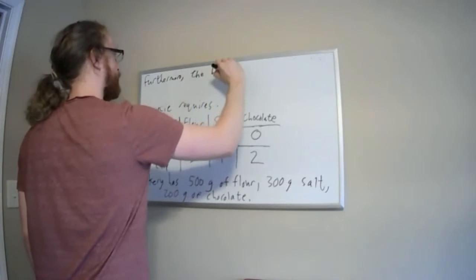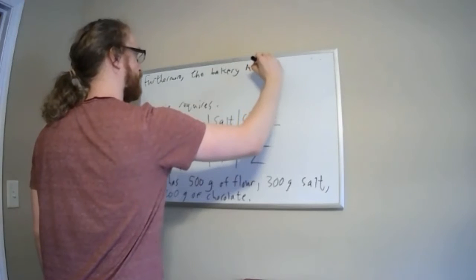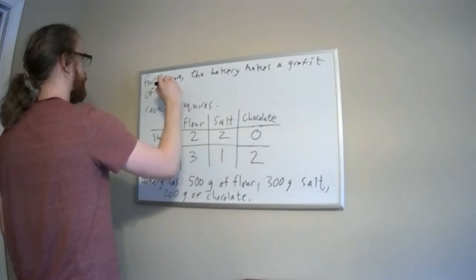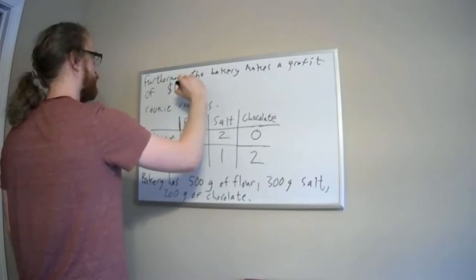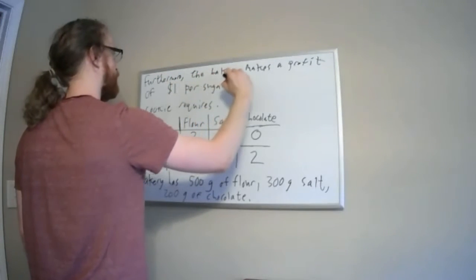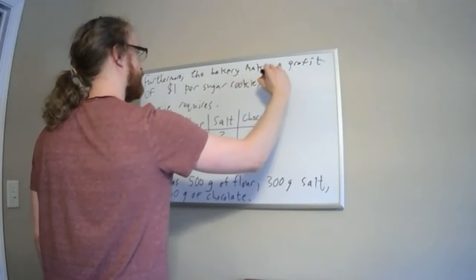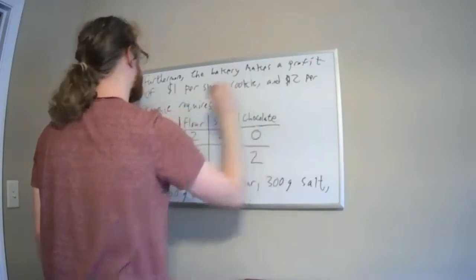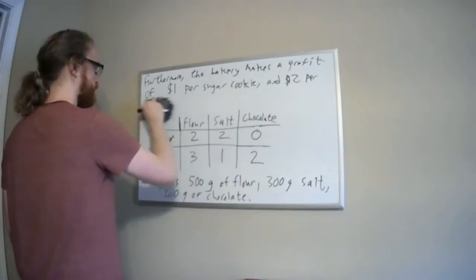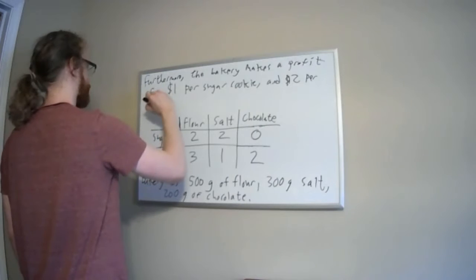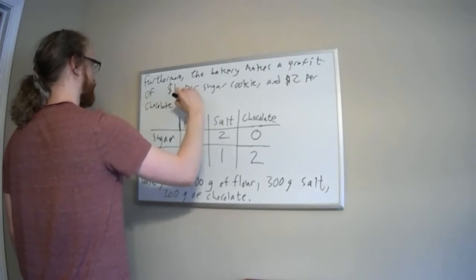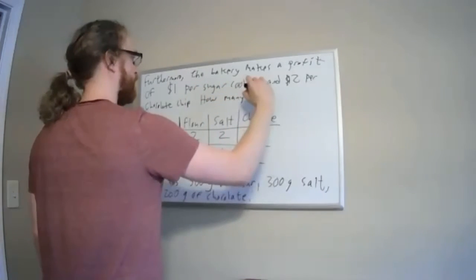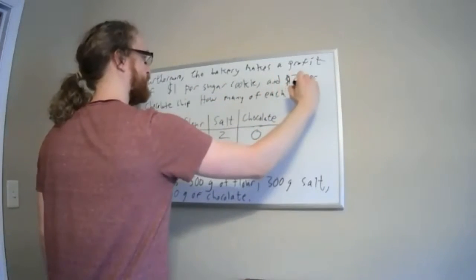Furthermore, let's say that the bakery makes a profit of, how about $1 per sugar cookie and $2 per chocolate chip. How many of each kind should they make to maximize profits?